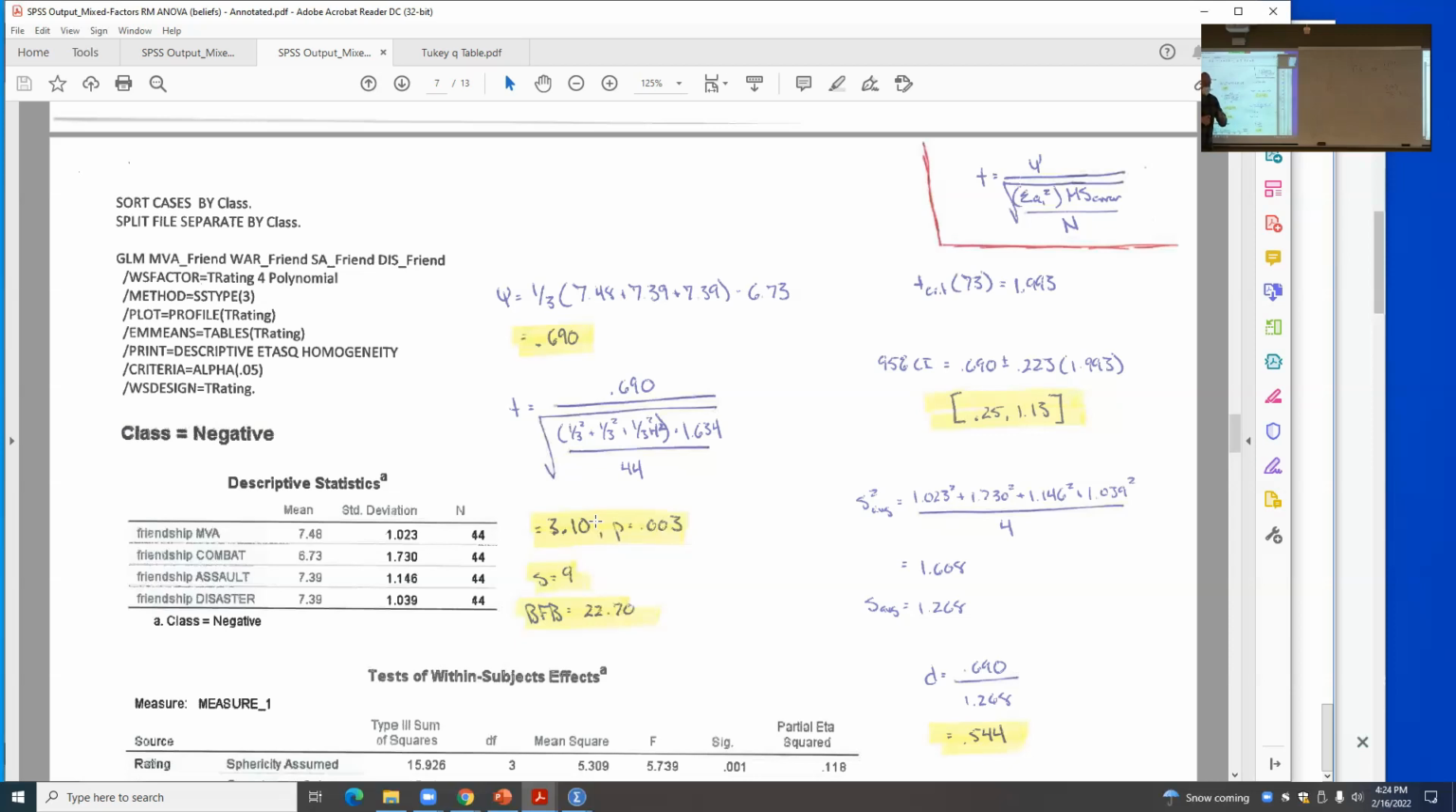0.54. Elizabeth, that's your name. Can you give me an interpretation of this effect size? I believe it's medium. Yeah, 0.5 is medium. But what would be a practical interpretation I would provide there?